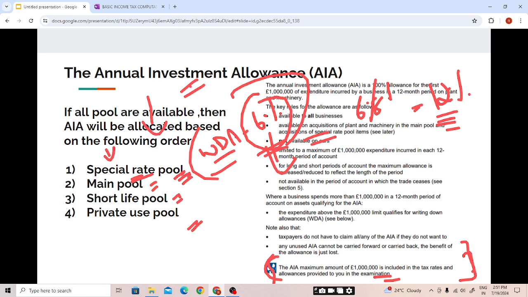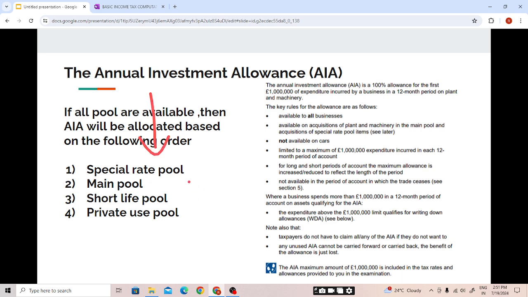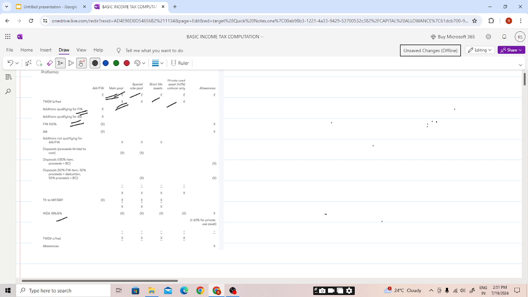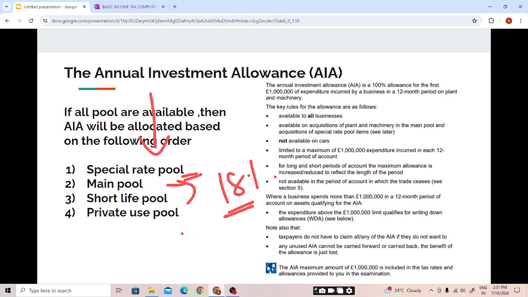So if we use the annual investment allowance for special rate pool first, then we can claim more allowance on the main pool at 18%, not 12%, students. It was just an example. The exact rate is 18%. We'll be seeing, no issues, 18 and 6%. Then short life pool, then private use pool. So I hope this is clear.